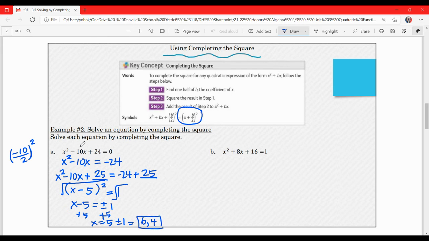So if I were to graph that original quadratic on the coordinate plane, I would see that it crosses the x-axis at 4 and at 6.